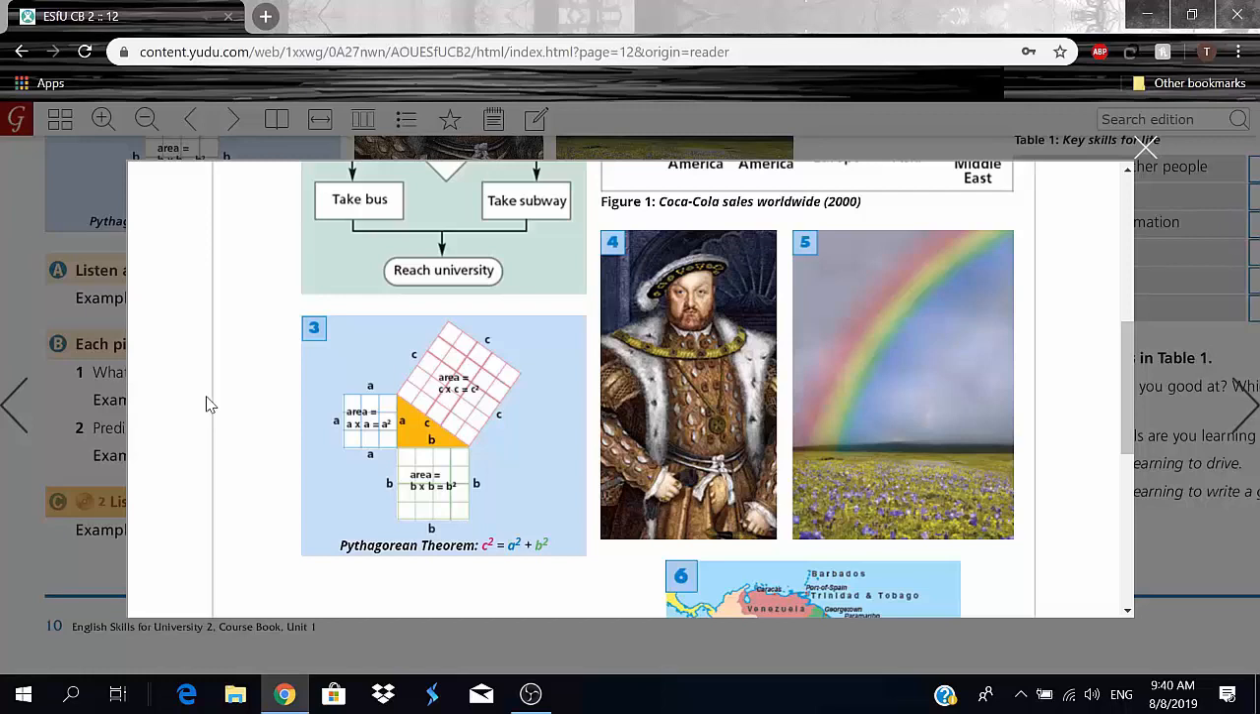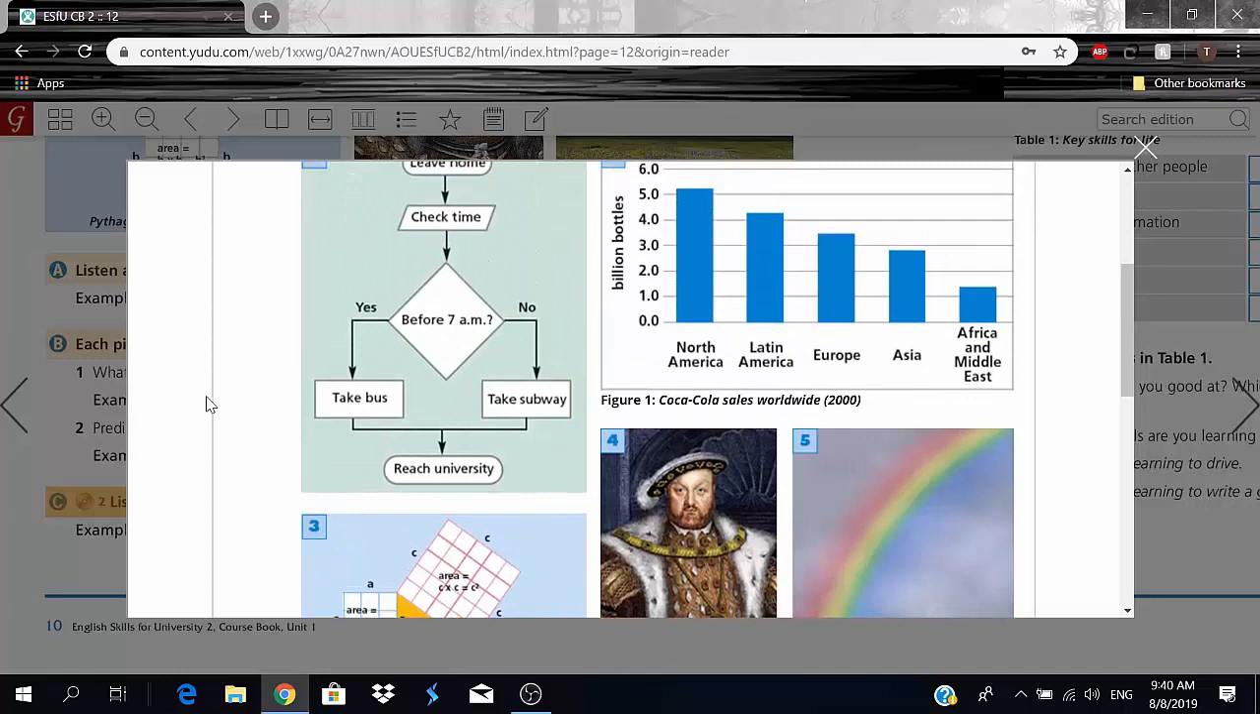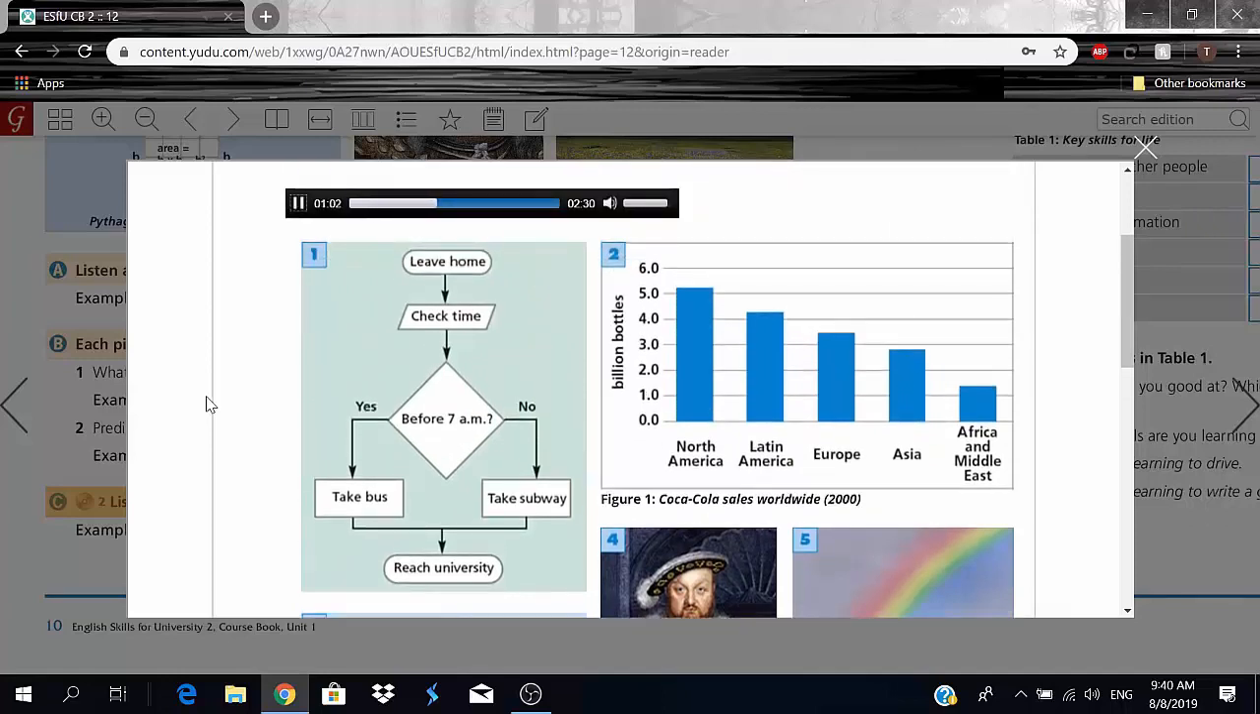Right. History. Has anyone heard of Henry VIII? He was King of England 500 years ago, in the 16th century. What are we doing in business studies at the moment? Anybody? No? Well, we're looking at famous companies. This week, we are talking about Coca-Cola. Look at the bar chart. Here, we can see the sales of Coca-Cola worldwide in 2000. For example, sales in North America were a little more than 5 billion bottles. In Latin America, they were a little more than 4 billion bottles.